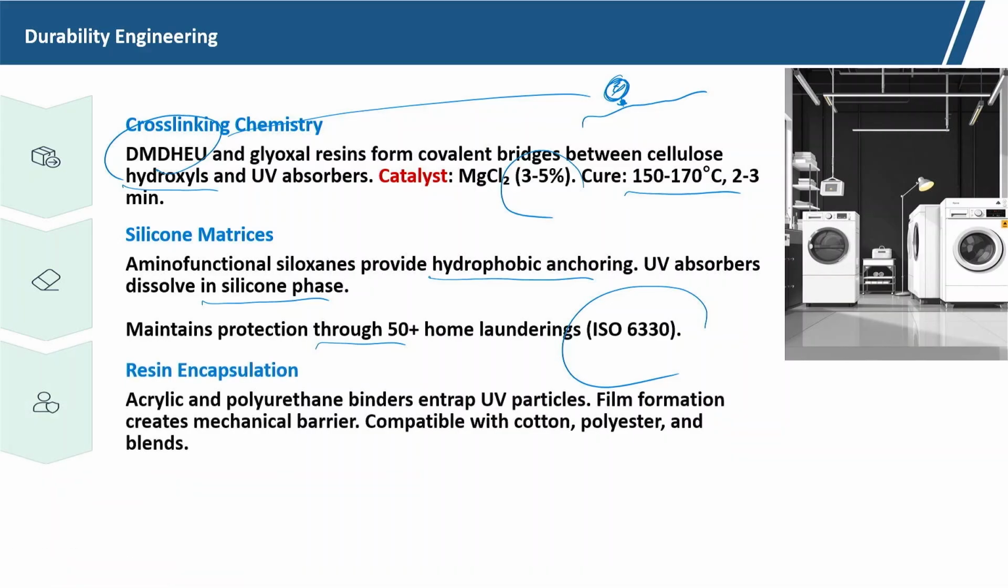And the next one is resin encapsulation. Acrylic and polyurethane binders are used which entrap the UV absorbing particles, and film formation creates the mechanical barrier. It is compatible with cotton, polyester and blends.